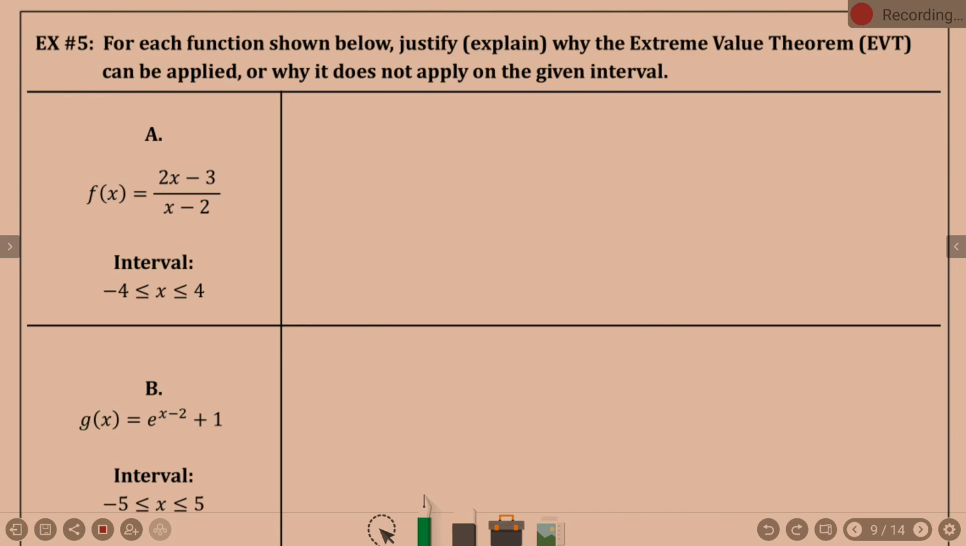Example 5 has parts A, B, and C. For each of these functions shown below, justify or explain why the extreme value theorem, EVT, can be applied or why it does not apply on the given interval. Part A: f of x equals 2x minus 3 over x minus 2, and the interval is -4 to 4. Thoughts on why EVT can be applied or why it does not apply?